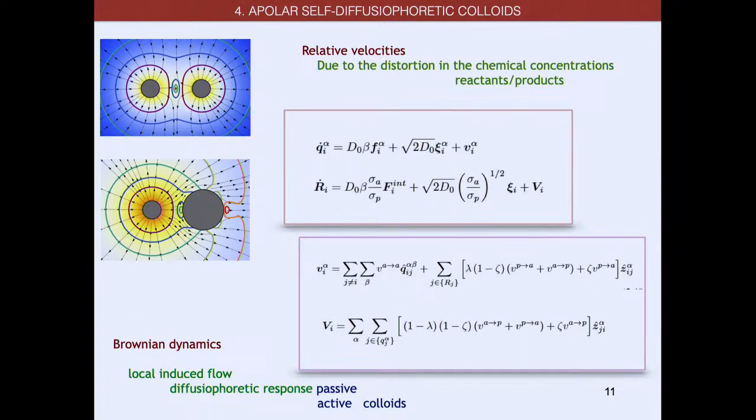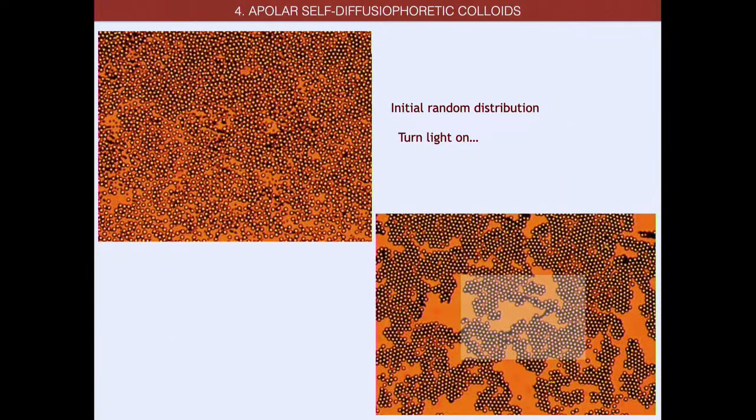So we can solve that, and then we can compare with experiments. So they have this monolayer. This is an image of the monolayer. The active particles are dark, and the silica particles are lighter.